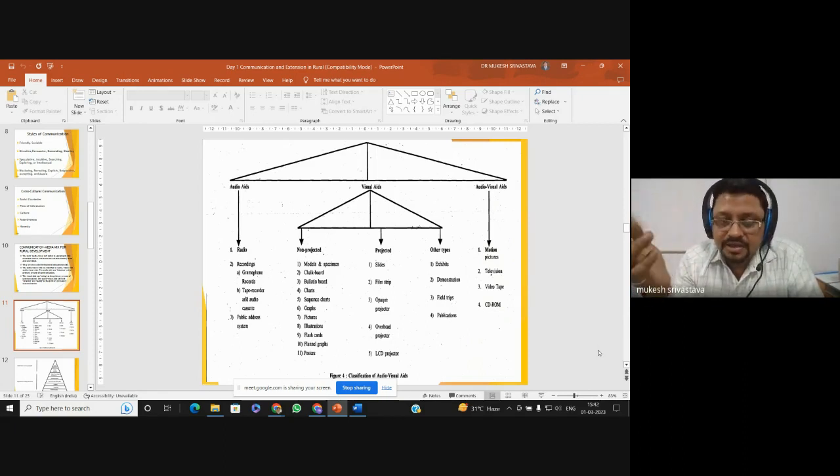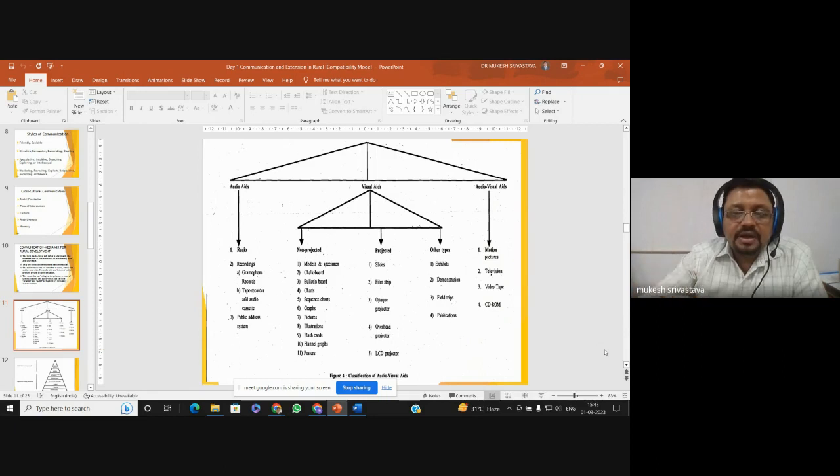Like if we use slides. Now what I am doing here, we are using slides, so that means it's a projective technique of communication. And with film strips, we can use short films in the rural areas. Opaque projectors, overhead projectors and LCD projectors we can use as projective techniques of visual aids.